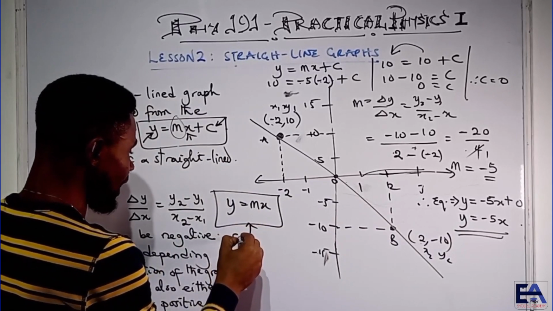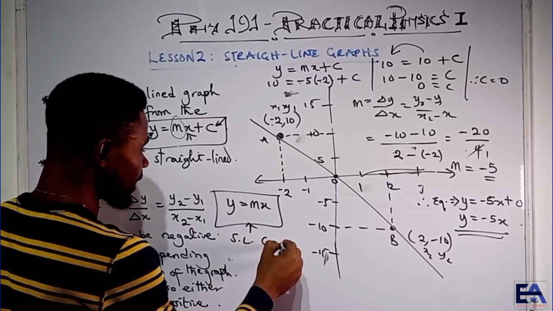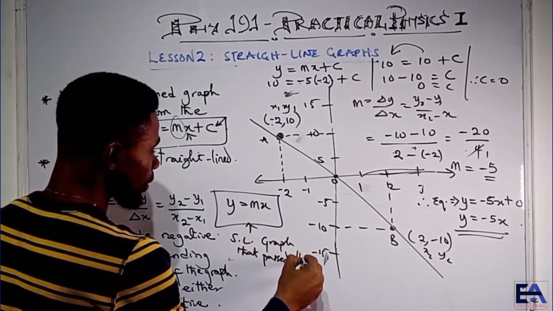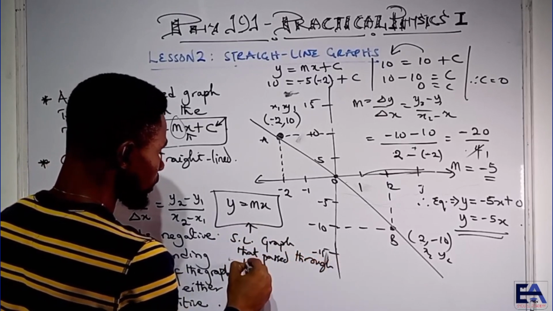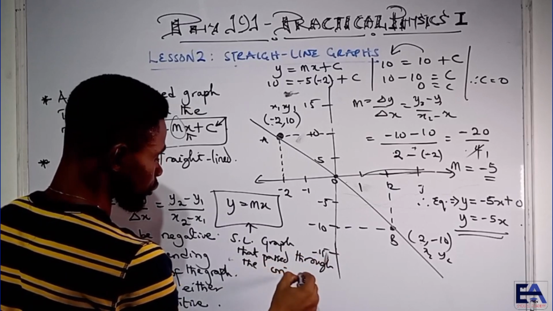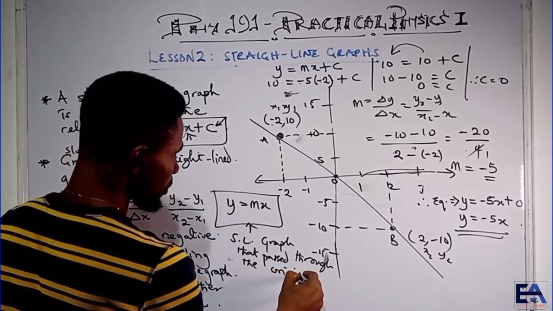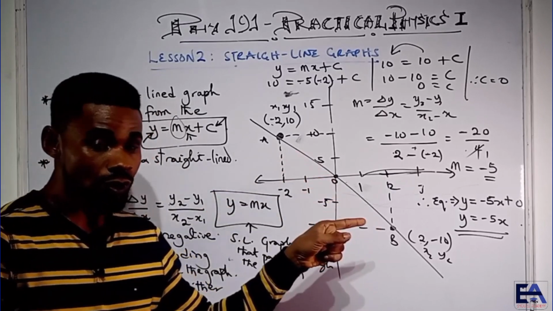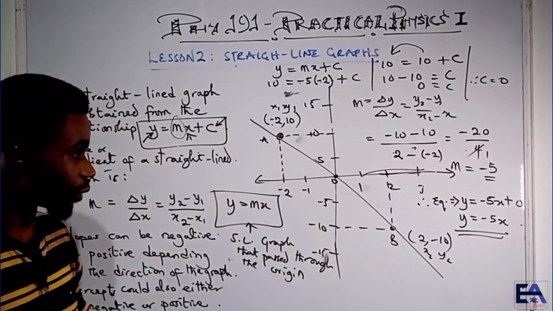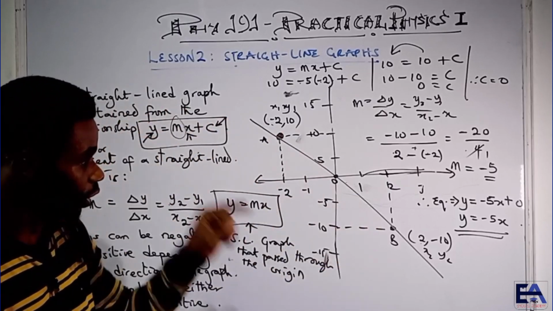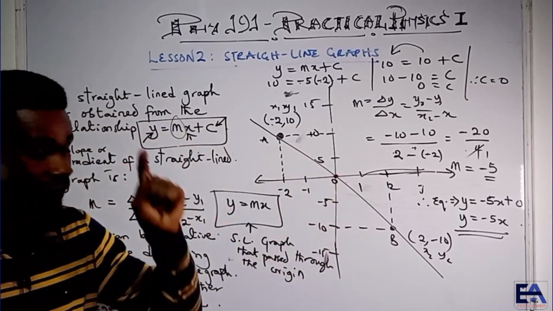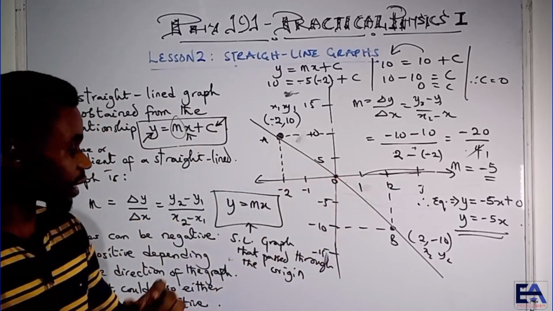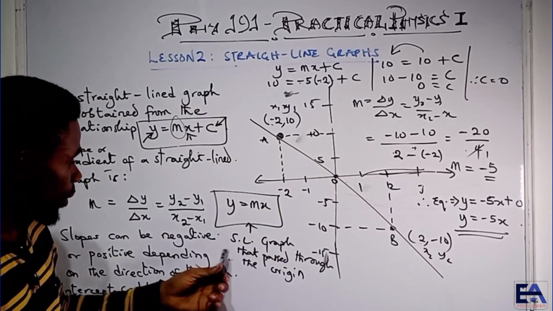It means it's a straight line graph, a linear graph, that passes through the origin. So any graph that has an intercept at 0 means it cuts across the y-axis at point 0. It means that graph passed through the origin, because when x is 0, y is always 0 too. Okay? At the origin, x and y are both 0. So that is that aspect.